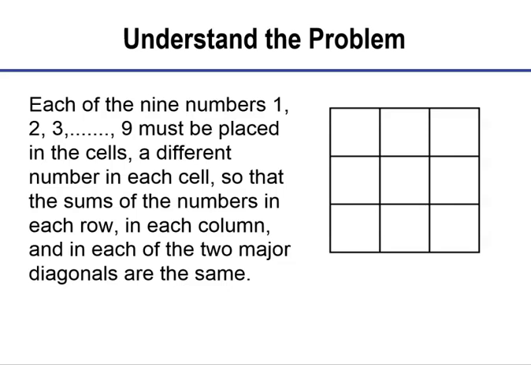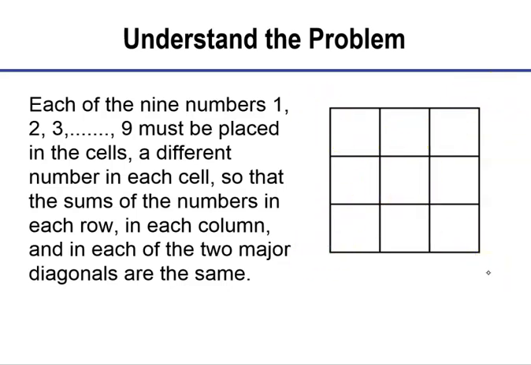Each of the 9 numbers, 1, 2, 3, 4, 5, 6, 7, 8, 9, must be placed in the cells, which are these little squares, a different number in each cell, so that the sums of the numbers in each row, each column, and each diagonal are the same. And they call it the major diagonal, because you could make little minor diagonals right here, but they mean the 3 this way and 3 this way.